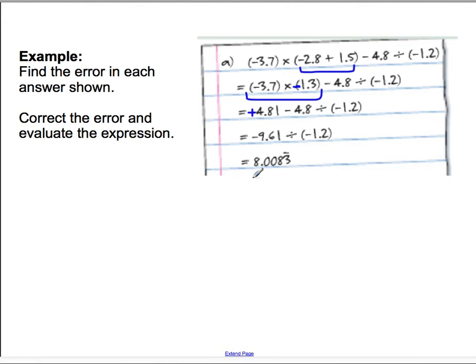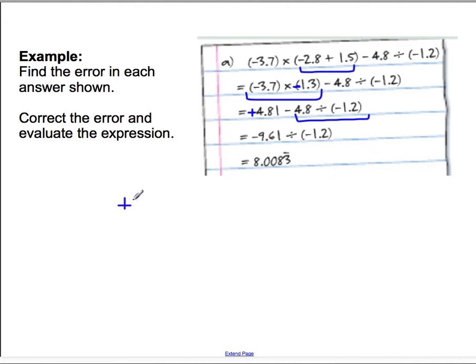But let me just check just for curiosity. Let's go -3.7 times -1.3. And it is positive 4.81. So that's good. So positive 4.81 minus 4.8 divided by -1.2. We're good. And then look what they did here. They subtracted before they divided. You needed to do this next. Okay, so there are actually two errors.